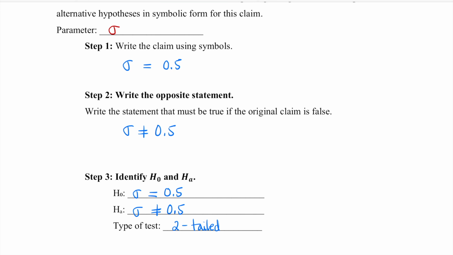We have now worked with the three most common population parameters: mu for population mean, p for population proportion, and sigma for population standard deviation. No matter which parameter you're using, the process is exactly the same.